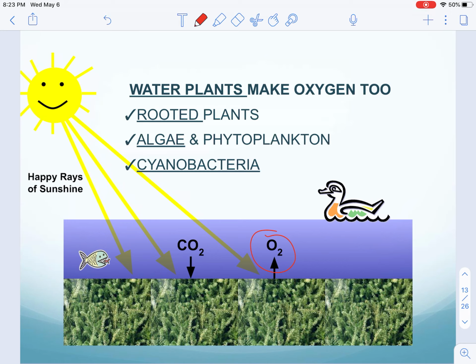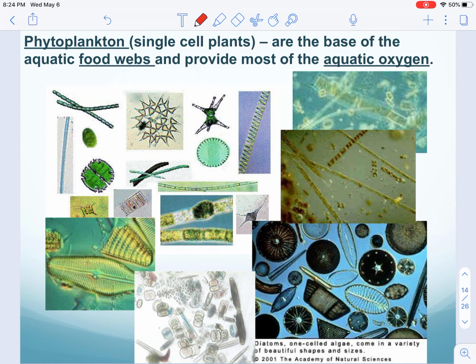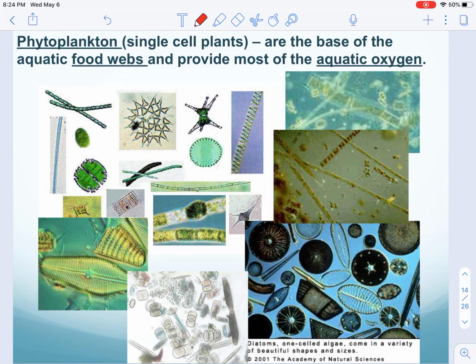So the more photosynthesis we have, the more dissolved oxygen we have, and as you go from day to night, you're going to get an increase and then a decrease in the amount of oxygen production from photosynthesis. This is just a quick picture of these phytoplankton. They're single-celled organisms, plants that make up the base of the food chain in a lot of these aquatic ecosystems.